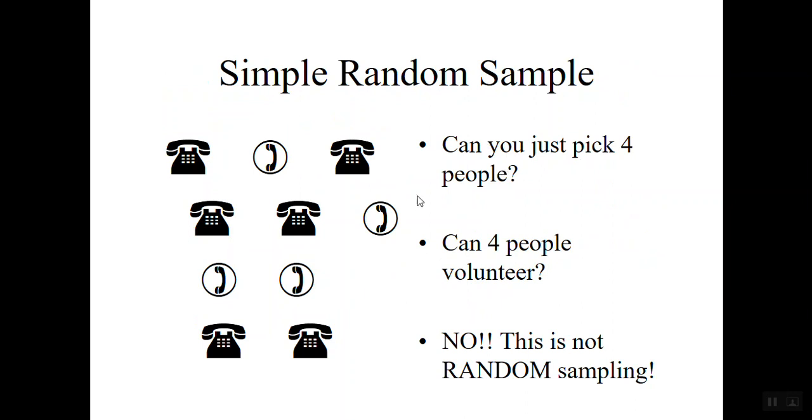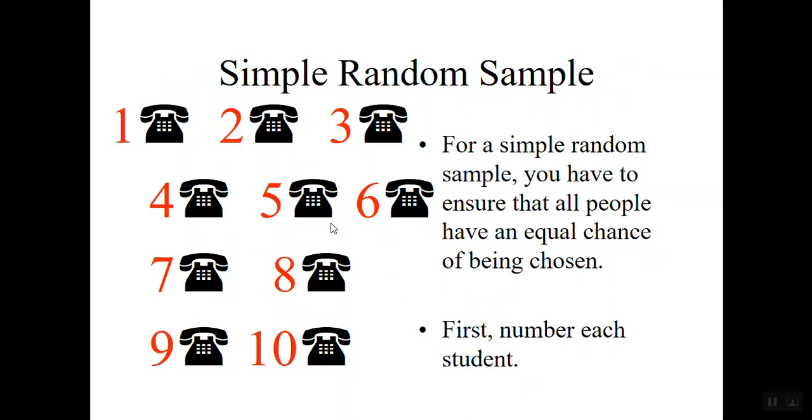So let's see. Can you just pick 4 random people? Can 4 people volunteer? No, then it won't be random. So here's an example. You could number each student 1 through 10.